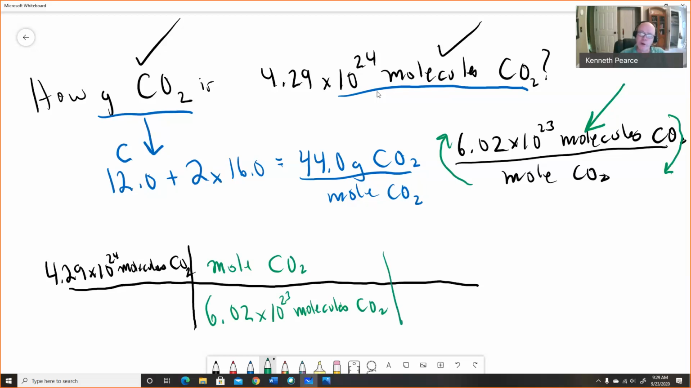And once we use up one of these conversion factors, go ahead and put a check mark through it. That way you don't accidentally reuse it. Because now we need to have moles CO2 cancel. We need moles CO2 down here, because we've already canceled molecule CO2. Now we've got to cancel mole CO2. Where do we see mole CO2 up here? Well, I see mole CO2 right there. And since it's already on the bottom, I don't have to flip over that conversion.